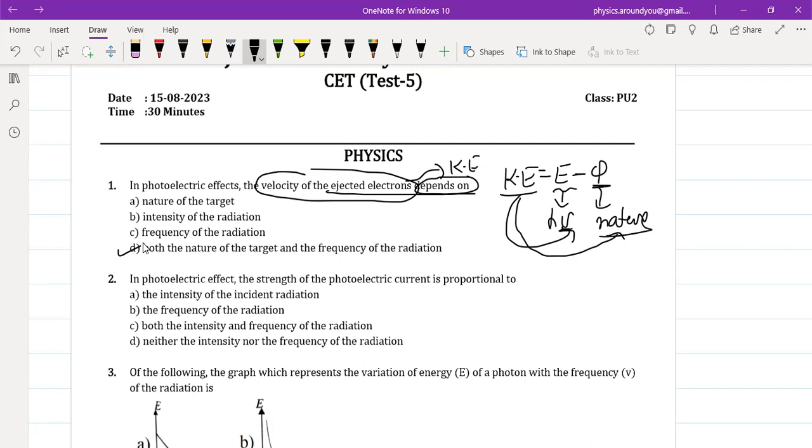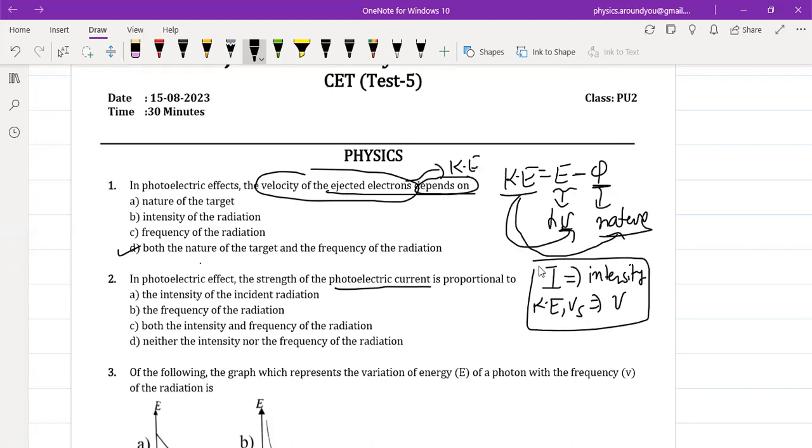Same can be said about question number two. What does a photoelectric current depend upon? The very funda of dual nature tells us that current depends only on intensity, whereas the kinetic energy or stopping potential depends on frequency. The dual nature rests on these two concepts in graphical form and equation form, right? So current is proportional to intensity, and that would be option A.